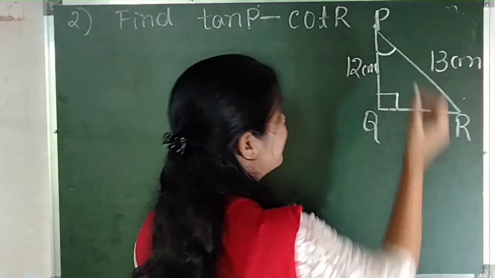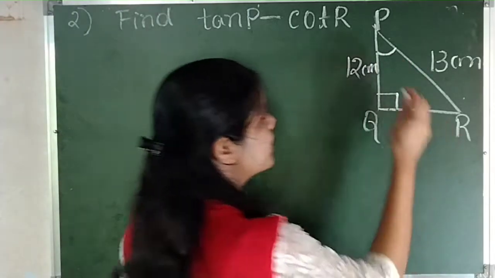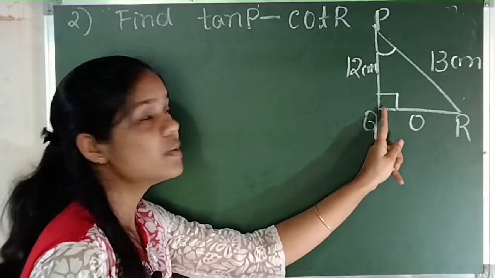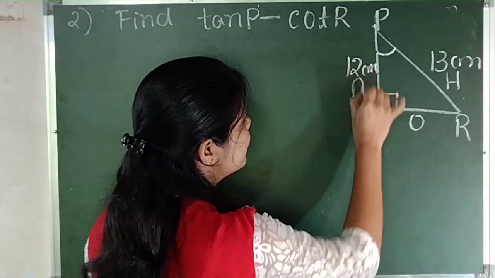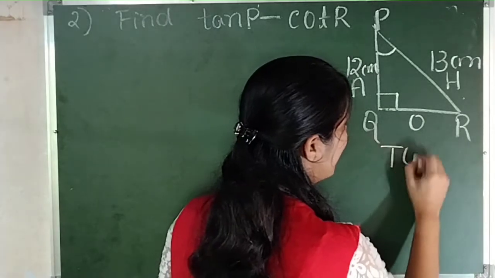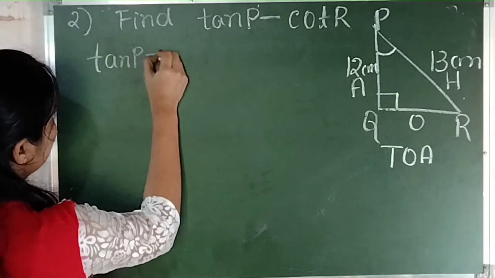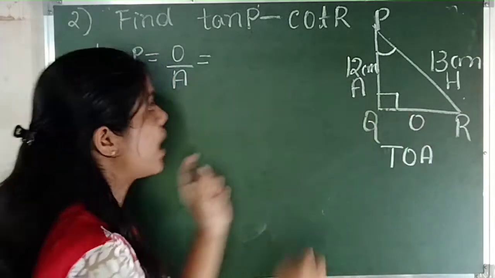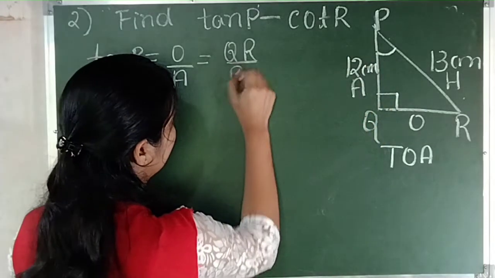If the angle is present at P, now this side becomes the opposite side. The side opposite to theta or the angle is the opposite side. The side opposite to 90 degree is the hypotenuse and the remaining side is the adjacent. We know the formula for tan, that is SOHCAHTOA, TOA. So tan P is equal to opposite by adjacent. The opposite side is QR and the adjacent side is PQ.